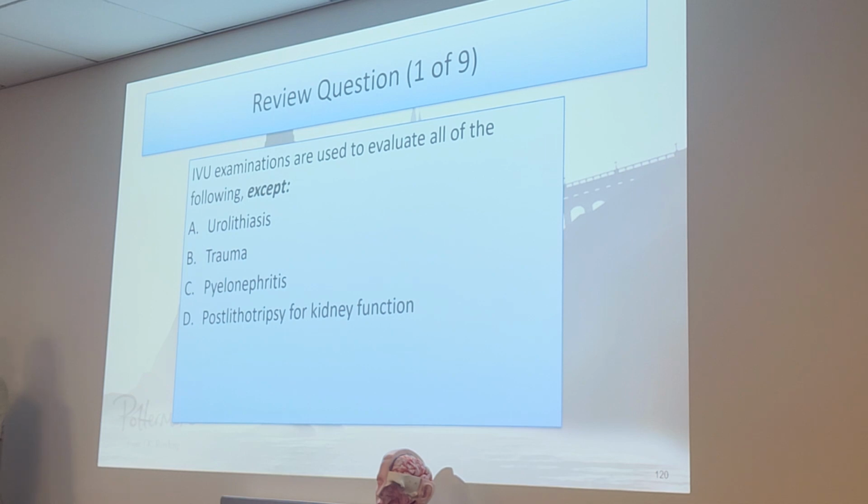Pyelonephritis is D. A swollen renal pelvis. Why is D incorrect? Because post-lithotripsy is for kidney function. What's a lithotripsy? That's when they break up kidney stones. Oh, yeah. So we're not doing IVU for that purpose. So post-lithotripsy for kidney function.